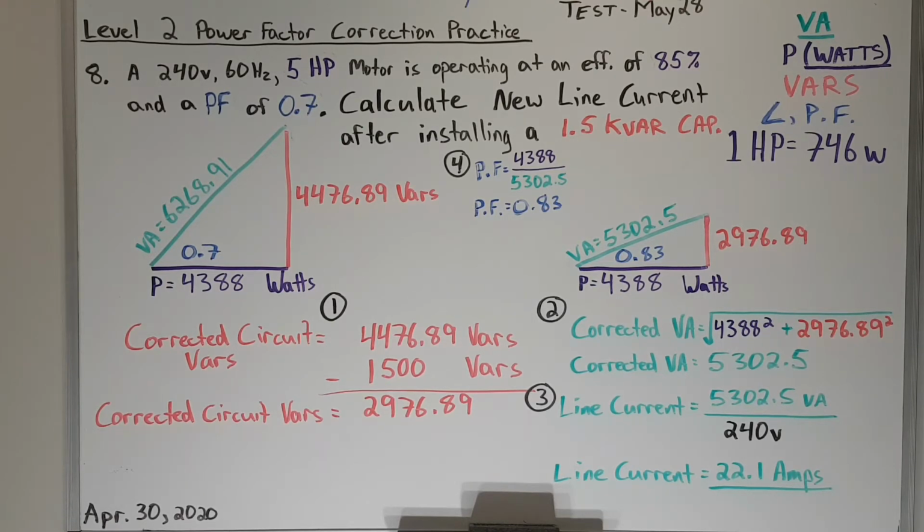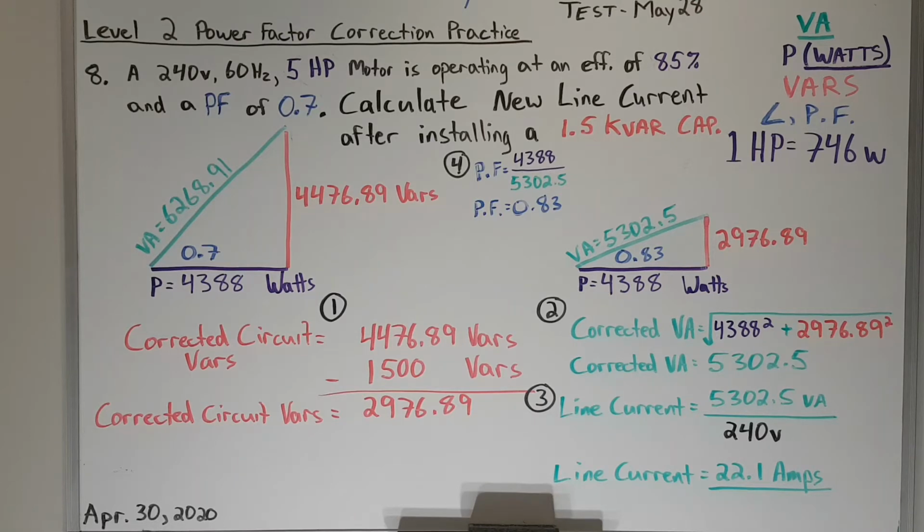That will not change. So what I've done is take my original VARs and subtract the size of the capacitor we're placing in the circuit, which is 1500 VARs. Those are the corrected circuit VARs, or the total VARs for that second triangle that's smaller than the big one. That gave me, you can see step one in black, 2,976.89 VARs.